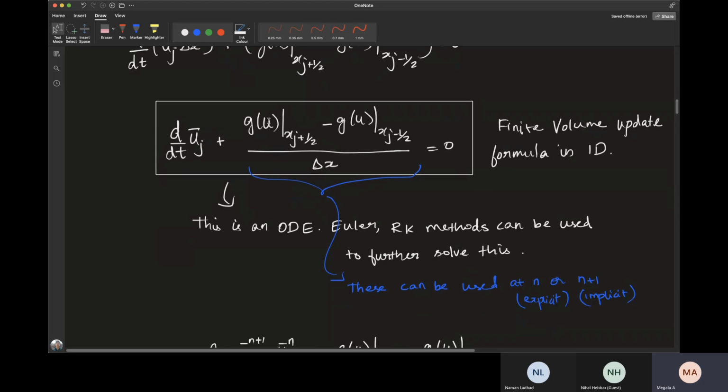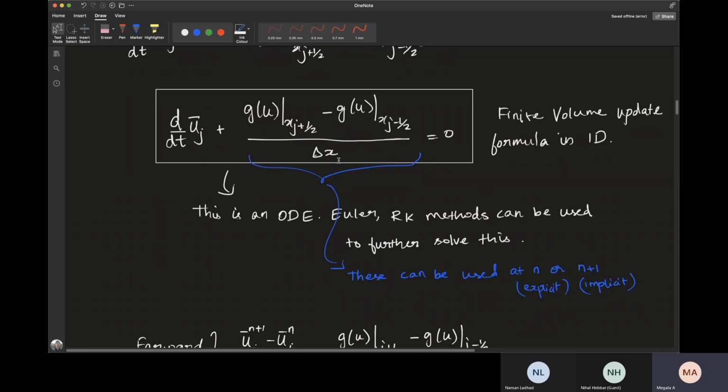And these flux quantities can either be used at time step n or at time step n plus 1. When it's at time step n, your scheme will be explicit. When these are at time step n plus 1, your scheme will be implicit. So it's still in your hand to decide whether to go for an explicit scheme or an implicit scheme.